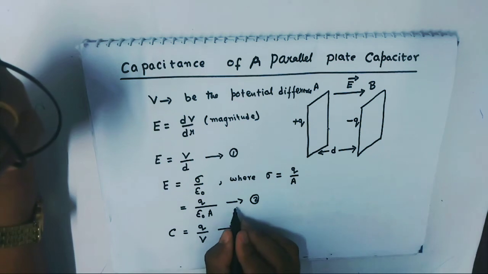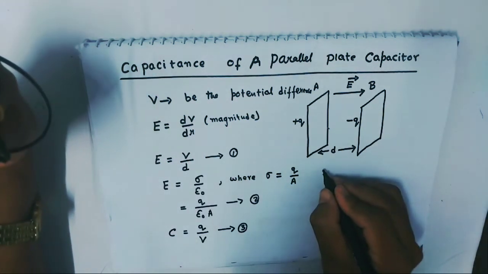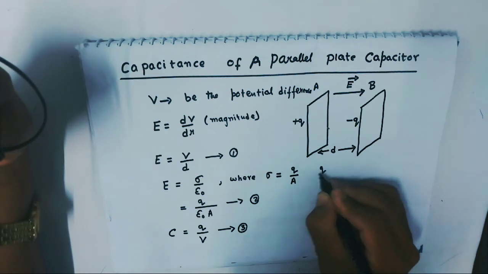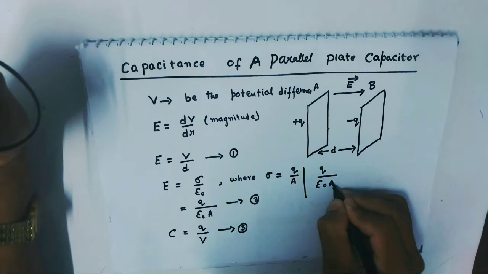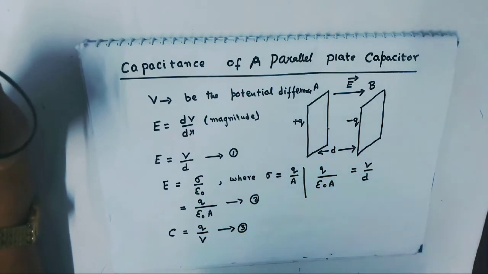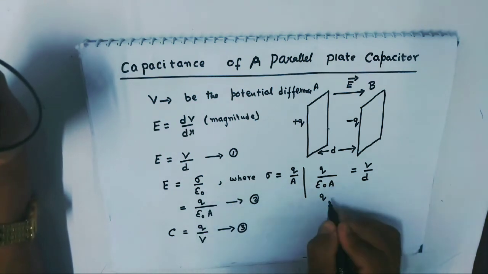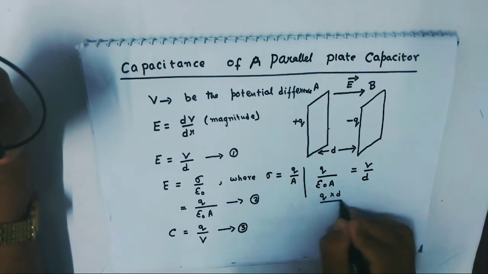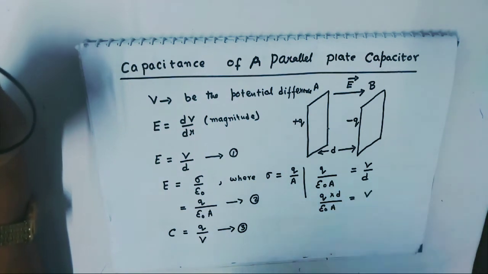If we put the value of equation 2 in equation 1, we can write Q by epsilon naught A equals V divided by D. So this Q multiplied by D divided by epsilon naught A is nothing but V.